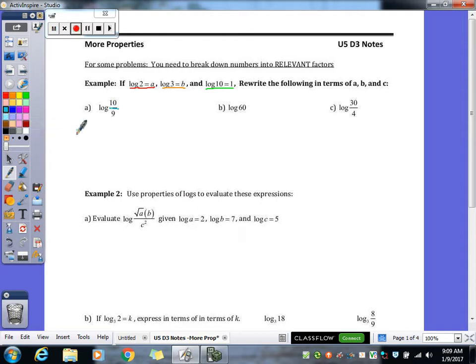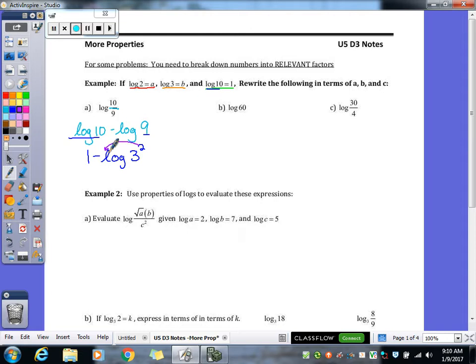So here I have a division, so that means I'm going to subtract my logs. So log of 10 minus the log of 9. It's always your numerator minus your denominator. So right away I see I have a log 10. They told me log 10 is 1, so I'm going to replace that with a 1. However, they did not tell me anything for the log of 9. But I do know that I can replace 9 with 3 squared. It's equivalent. 3 squared is 9.